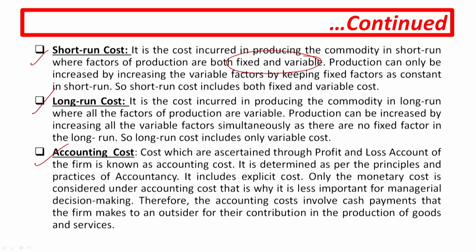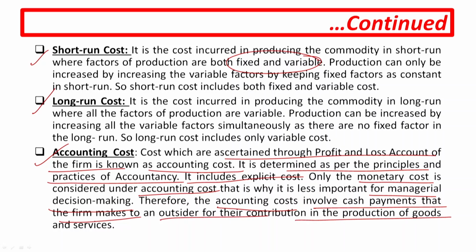Accounting cost. Accounting costs are the costs ascertained through the profit and loss account of the firm. It is determined as per the principles and practices of accountancy. It includes explicit cost. Only monetary cost is considered under accounting cost. That is why it is less important for managerial decision making. Therefore, accounting costs involve cash payments that the firm makes to outsiders for their contribution in the production of goods and services.